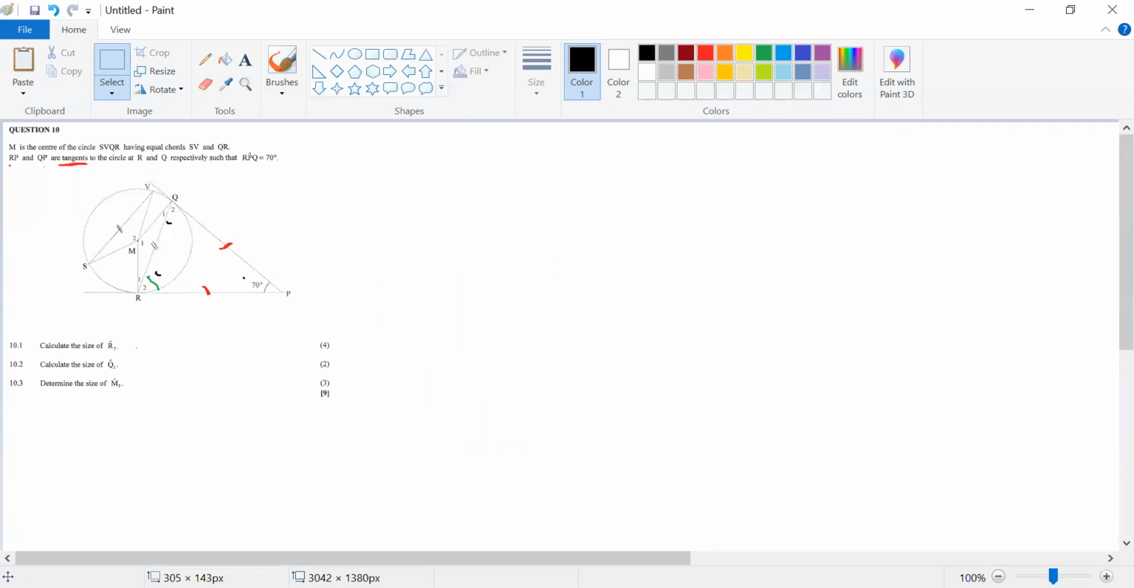So now that we've done that, for 10.2, we are required to calculate the size of angle Q1. Q1 is found right there. We've calculated what R2 is, and based off our previous question, we know that R2 and Q2 are the same, so we basically calculated angle Q2 as well. Let me first write that out: Q2 is equal to R2, which is equal to 55 degrees.